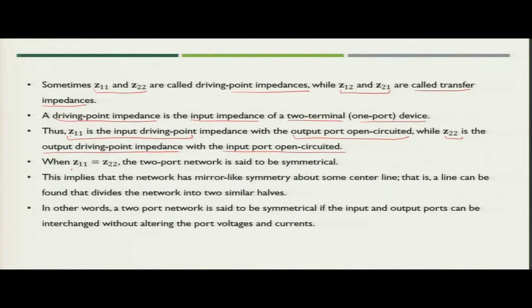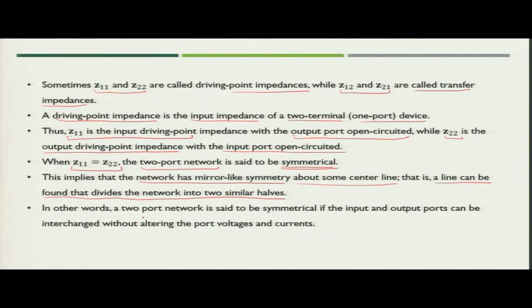Now, when you see that Z11 is equal to Z22, it means that the two port network is symmetrical. So, whenever you see that Z11 is equal to Z22, you can simply say that the circuit is symmetrical. What does it mean? It means that the network has mirror like symmetry about some center line. So, what would be the center line? The center line would be a line that can be found that divides the network into two similar halves.